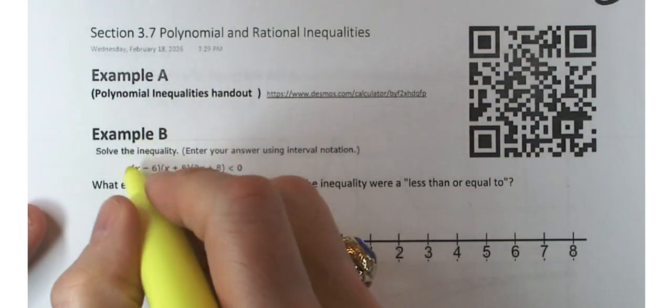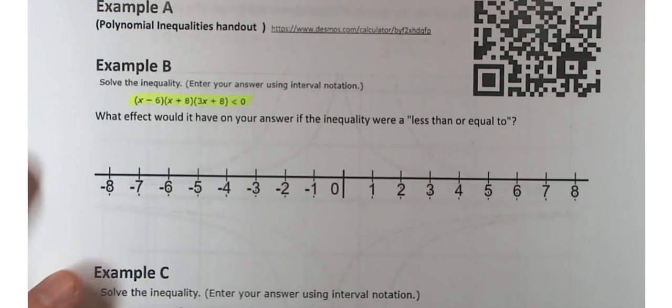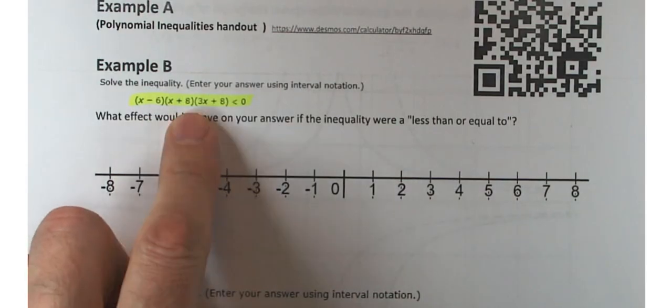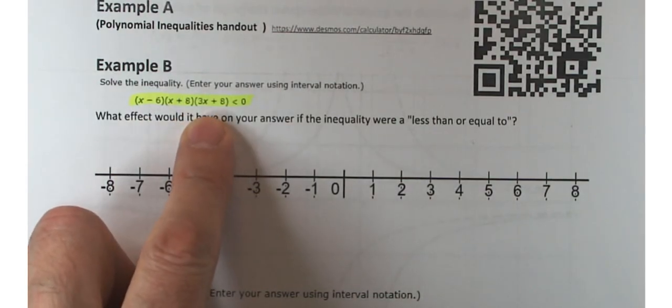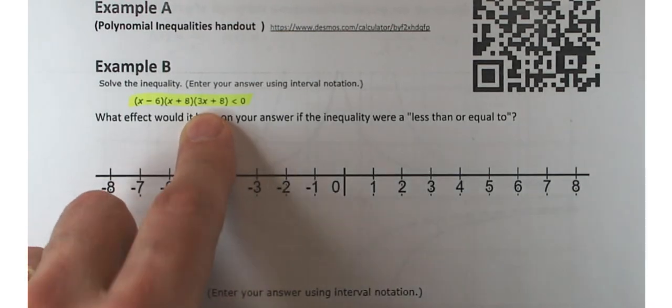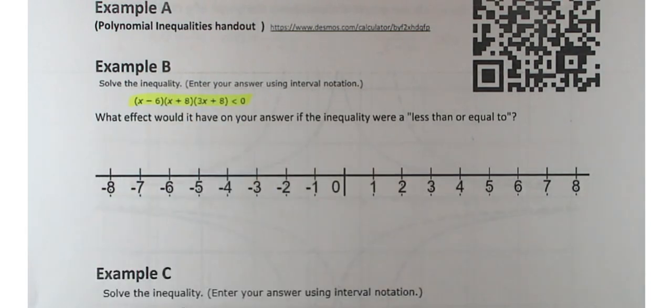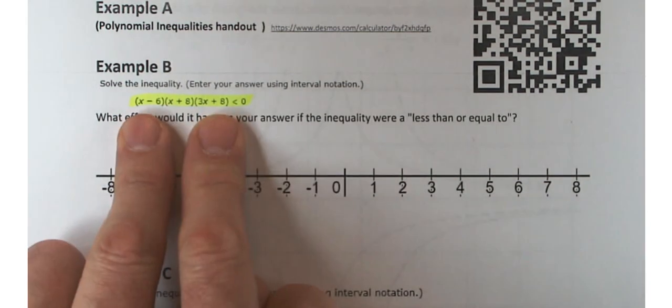I didn't print out the handout for example A, so we're going to start here. So this is going to be a polynomial inequality. We've got a polynomial on the left-hand side. We don't have to multiply it out. In fact, we like it like this a little bit better. And then we've got to decide, when is this inequality true? For what values of x does this inequality make sense?